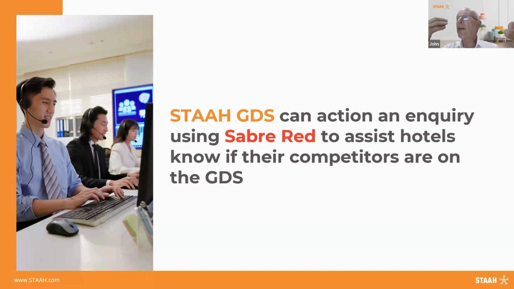And for example, we can use Sabre Red to assist hotels to know if their competitors are on the GDS. Sometimes a hotel is motivated to be on the GDS because their major competitors are on the GDS, and they're going, wow, okay, this must be important. Maybe I should be on the GDS. So what do we show them?